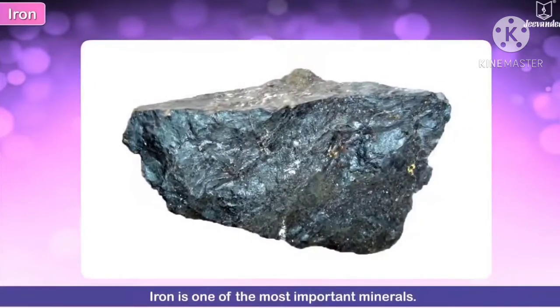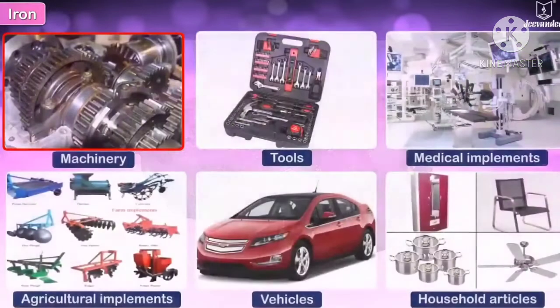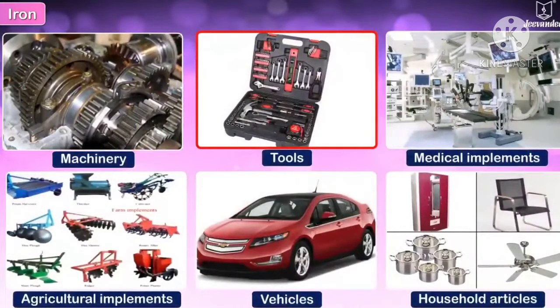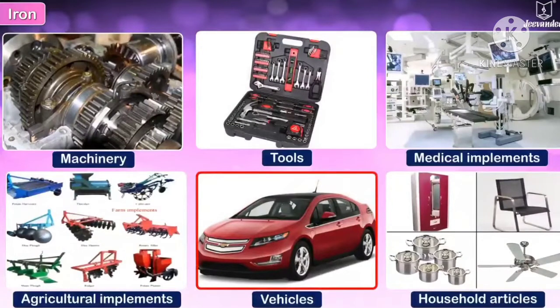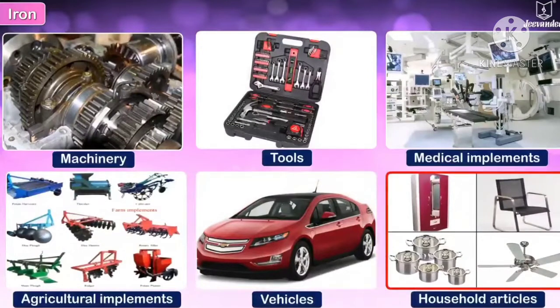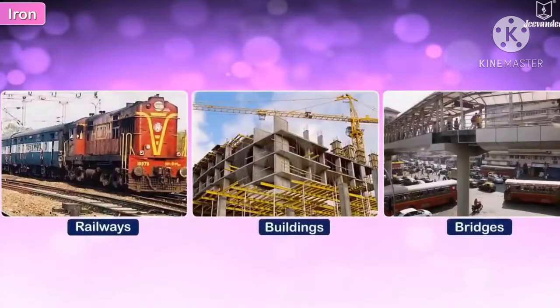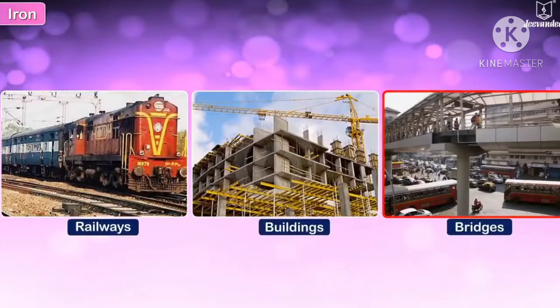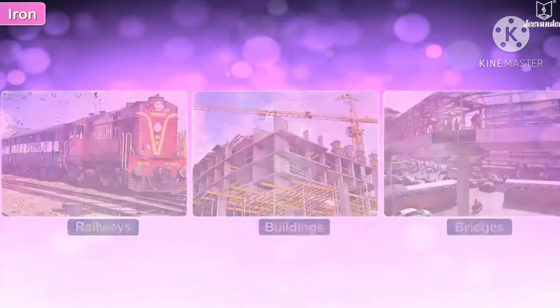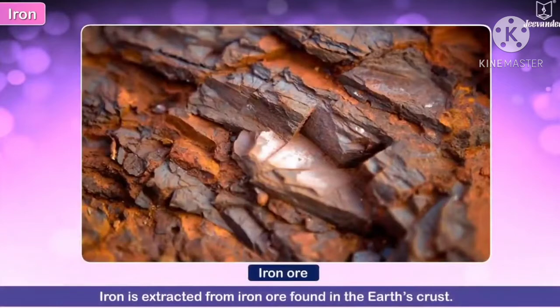The image before you, it's iron. Iron is one of the most important minerals. Iron is used in making machineries, tools, medical equipment, agricultural implements, vehicles, and household articles. Okay. Now railways, buildings, bridges. So iron is one mineral that is used in production of a lot of things. Look at it, the heavy duty railway. Iron is extracted from iron ore found in the earth's crust.